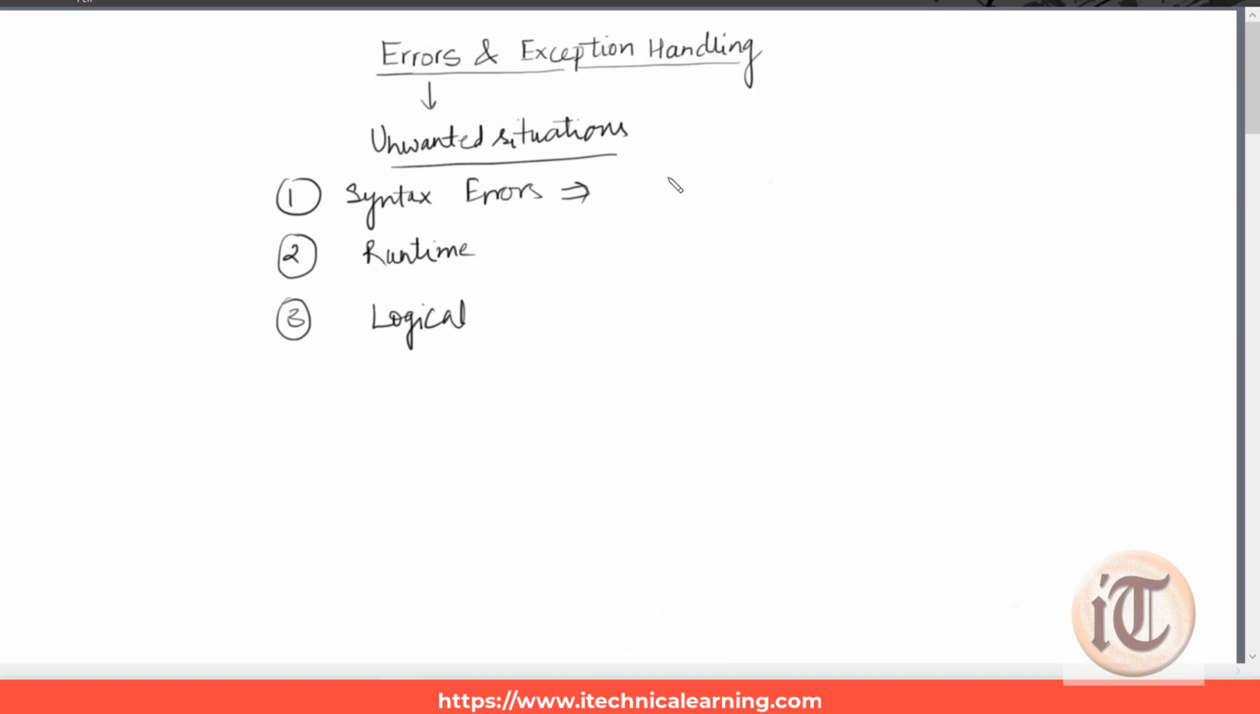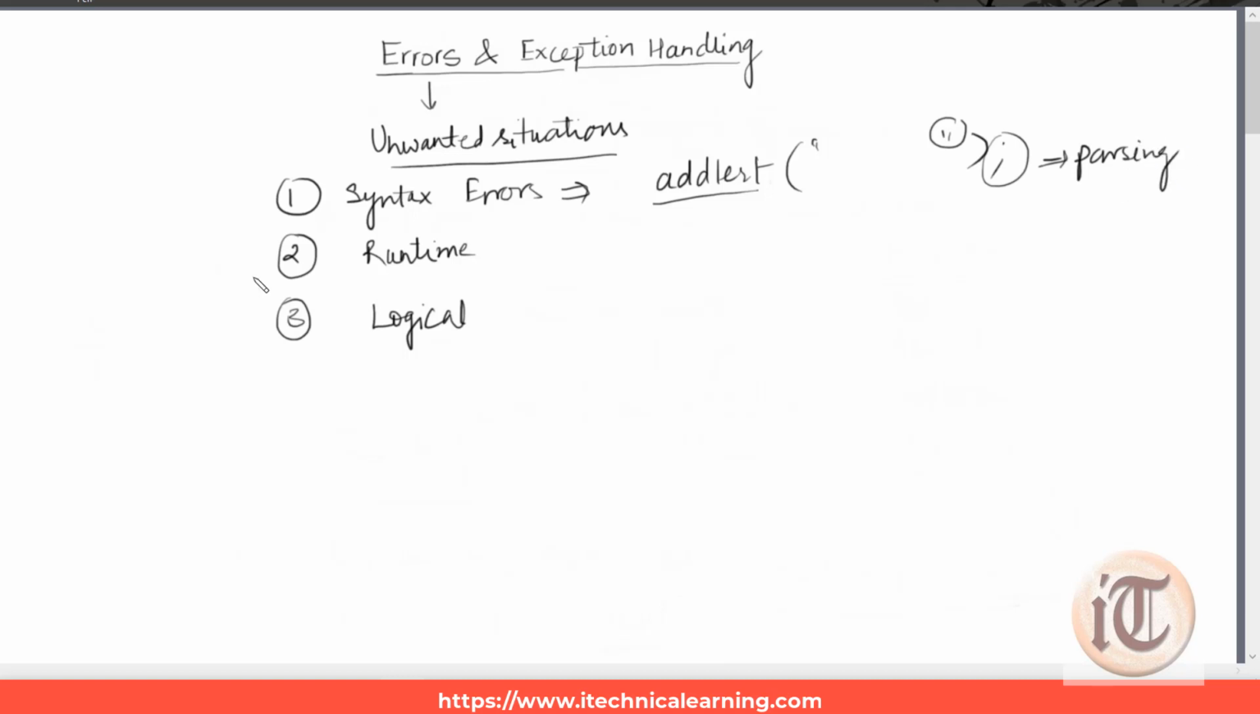Syntax error: suppose I am writing certain code and I have written a wrong syntax in a program. Suppose in this code I wanted to generate the alert, but by mistake I have written the wrong spelling of alert. These types of errors are called syntax errors. It may be that I miss the double quotes, the semicolon, or the bracket. These are basically typo errors that appear during the typing of the code, and they are also called parsing errors.